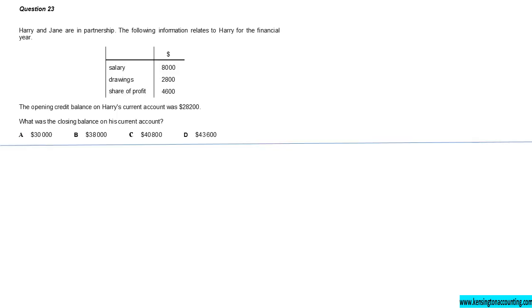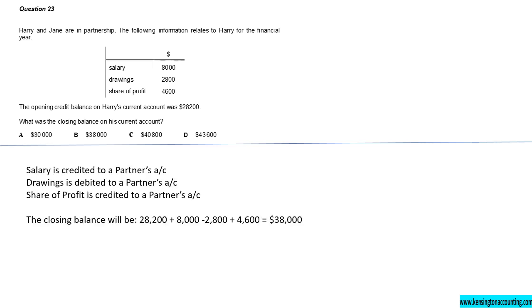Question 23. The following information is about Harry. He has received a salary, then he has drawings and share of profit. His opening credit balance on his current account was 28,200. We need to find what is the closing balance on his current account. That's fairly straightforward. Salary is credited to a current account, drawings is debited, share of profit is added. The closing balance will be the opening balance of 28,200 plus the salary less the drawings plus the share of profit. Therefore, its closing balance is 38,000. Therefore, the answer is B.